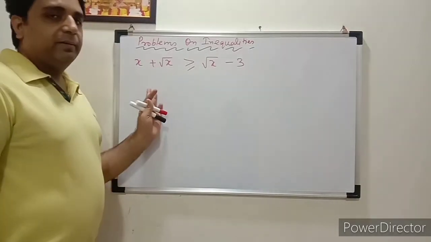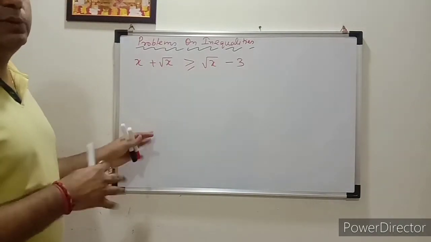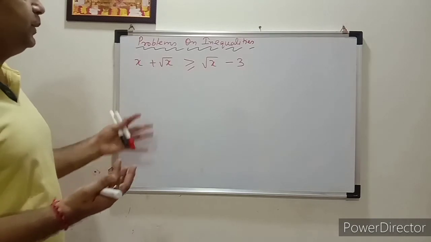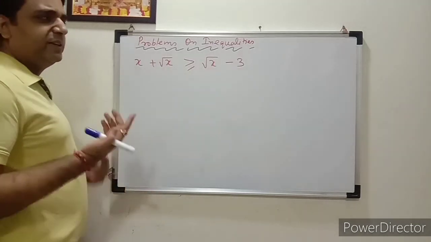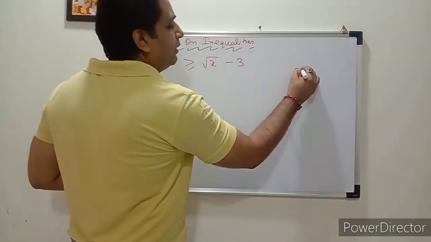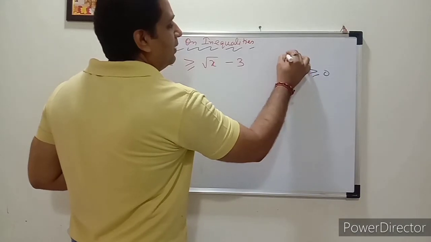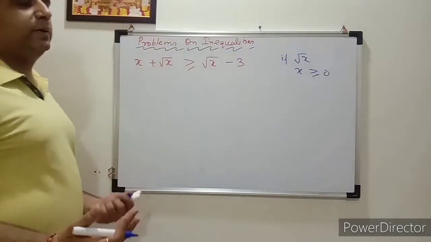Okay, let's see. Again, the same kind of problem where we are not applying the rule directly, because there is no use of that. You can find the value directly. First thing, root x is given, so it is very clear. If root x is given, it will be defined when x is greater than or equal to 0. So x will be greater than or equal to 0.